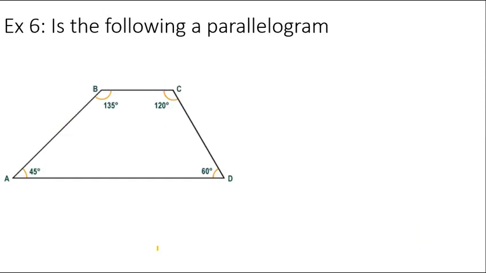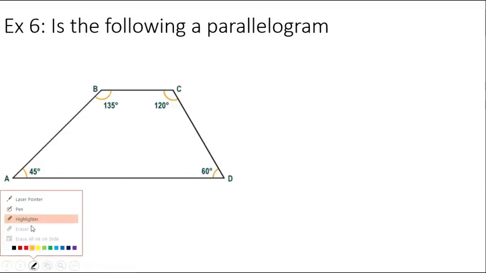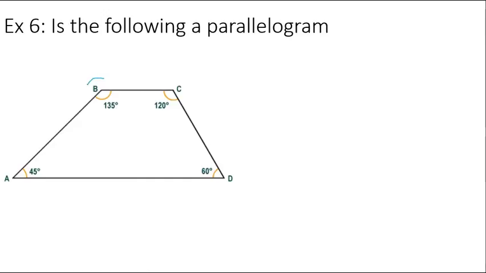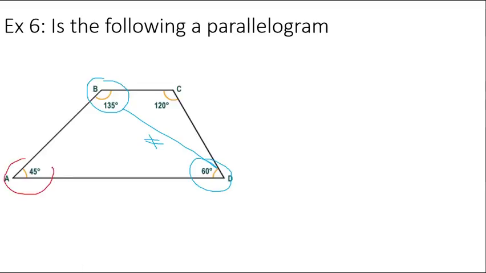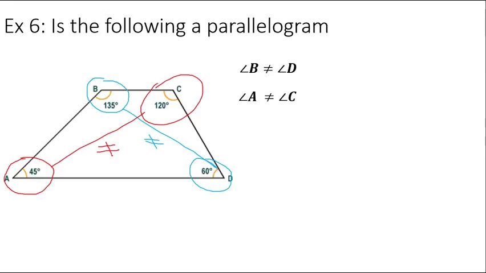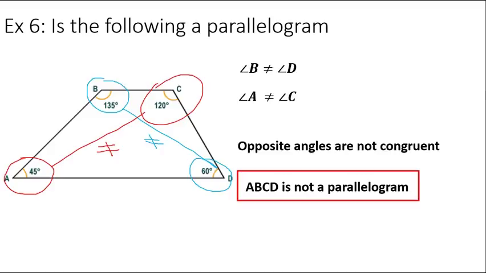On example 6, if we look at the opposite angles, angle B and angle D are not equal to each other. Then we look at the other two opposite angles, A and C. Again, these are not equal to each other. So since B is not equal to D and A does not equal C, opposite angles are not congruent, which means that ABCD is not a parallelogram.